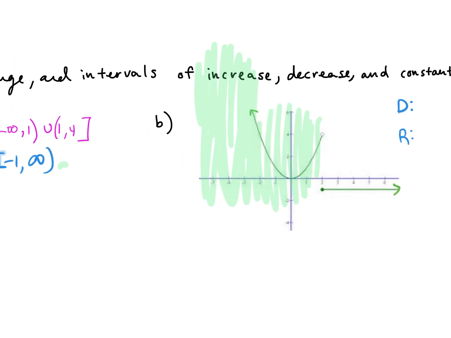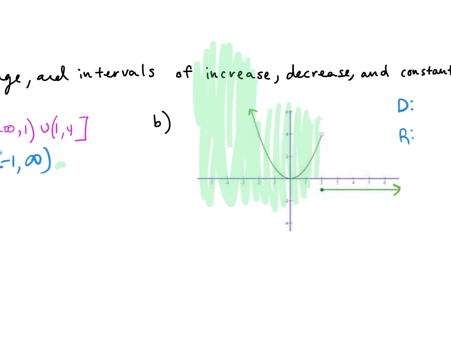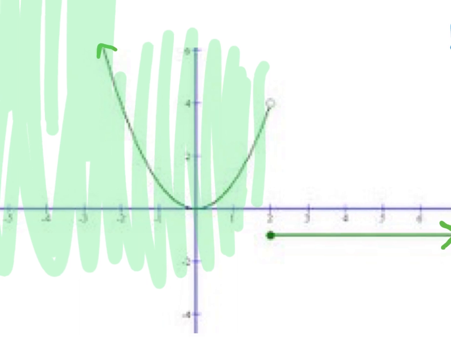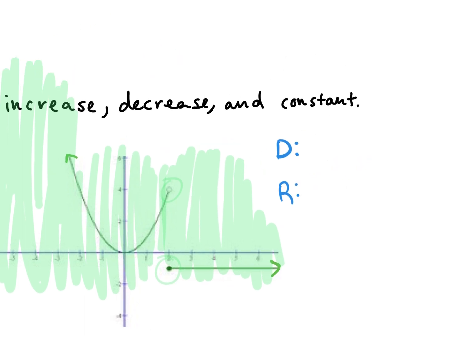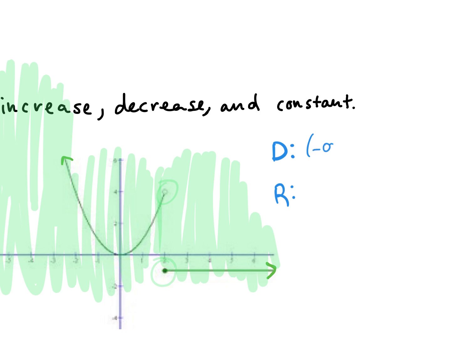But what do you guys notice here? It stops right there at 2, correct? Up here? But what does it do down here at 2? It counts. It picks up. Do you see how the dots are on top of each other? It's just like with WebAssign. So it's not included on the parabola piece, but it is included on the constant piece. So what is your domain for this function? Negative infinity to positive infinity.